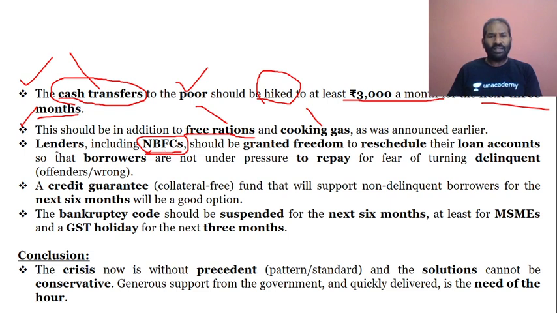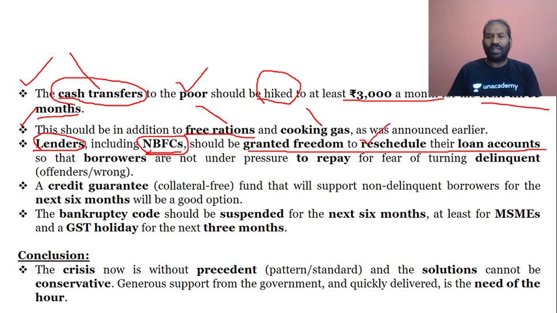So the measure is that the lenders, that is all the NBFCs, IL&FS, the financial institutions, should be granted freedom to reschedule the loan accounts. That means, not only the banks under the RBI moratorium, which allows rescheduling of home loans, personal loans, and car loans, the same kind of freedom has to be granted to the NBFCs and all the lenders, so that they can reschedule.